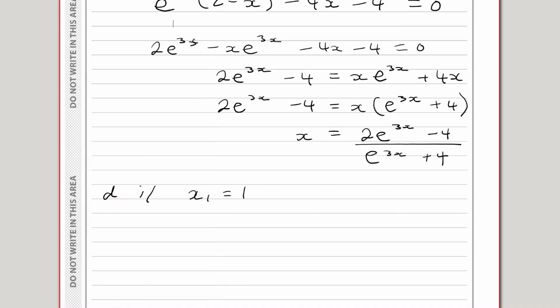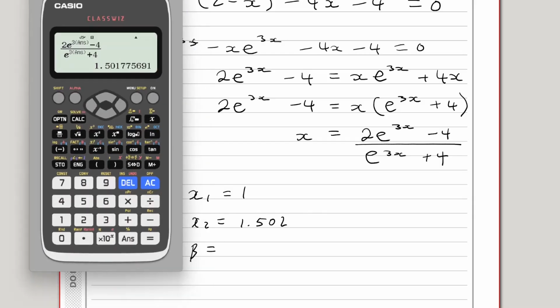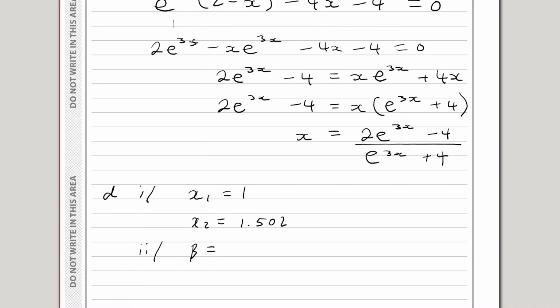So x2 equals 1.502. And then if we keep doing that over and over again, so x3, x4, x5, x6, x7, x8, x9, and so on, we get 1.968.